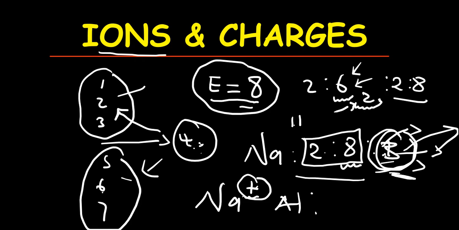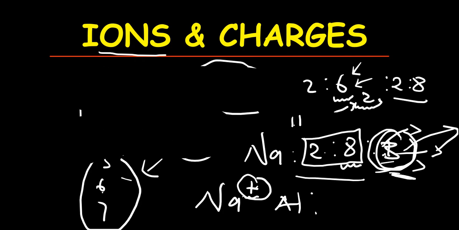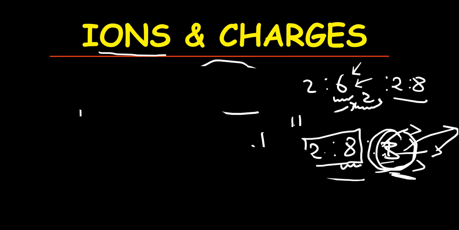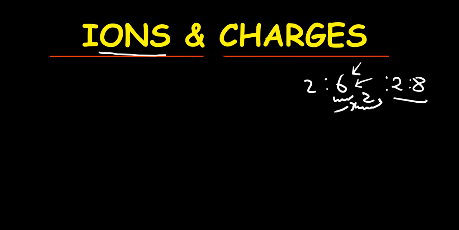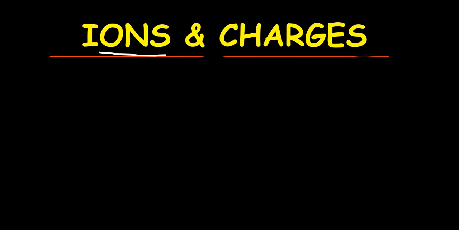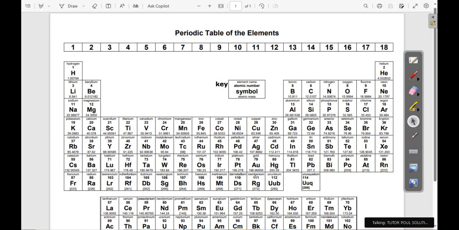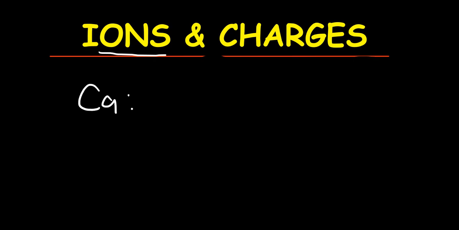Okay, so let me give one example here before we go to another concept. Let's say we have calcium. How many protons does it have in its neutral form? You just go to the periodic table and look for calcium. Calcium has 20 protons. So if it has 20 protons, in its neutral state it will also have 20 electrons.